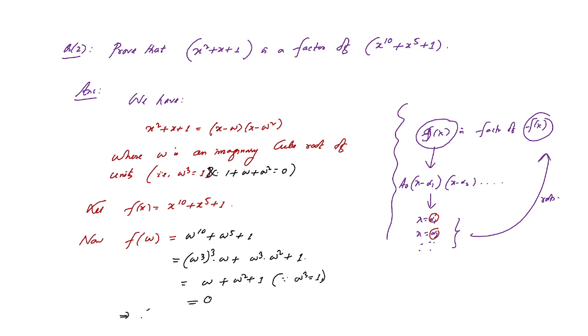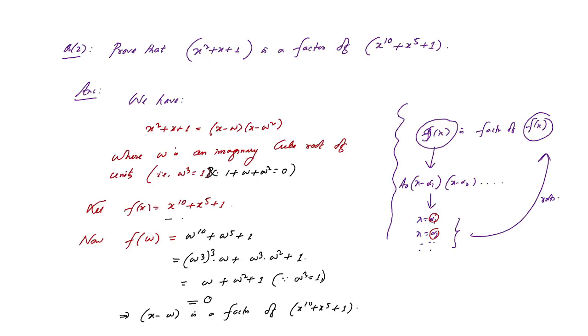Here f of omega is 0, so by the factor theorem x minus omega is a factor of f(x). That means x to the power 10 plus x to the power 5 plus 1. Similarly, we will calculate f of omega square. So that means omega to the power 20 plus omega to the power 10 plus 1. Just put the value of omega square in this polynomial.